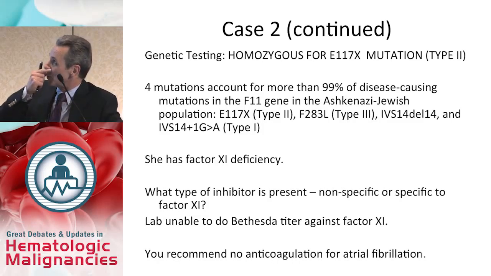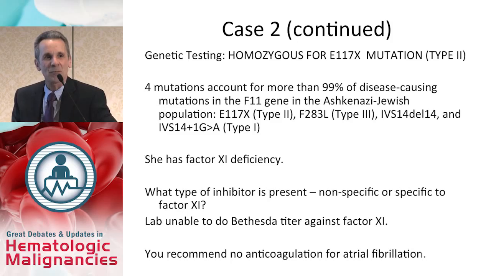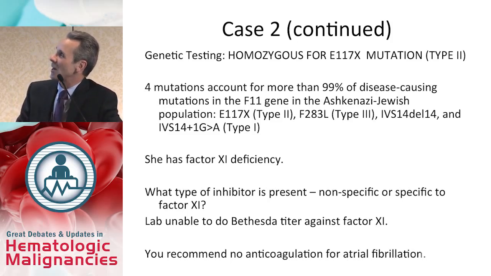So the question I was faced with then was, does this woman truly have factor XI deficiency? Does she have some type of an inhibitor, a lupus anticoagulant, or maybe even an acquired inhibitor of factor XI, given that she was infused with plasma, or does she have both? Fortunately, we have some tools to address definitively whether she actually is factor XI deficient.